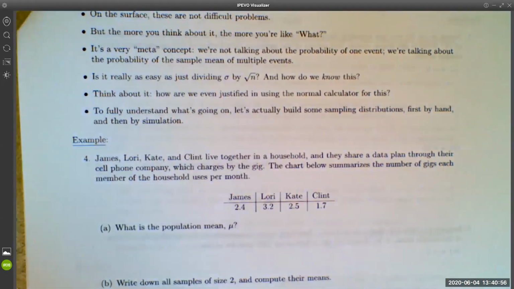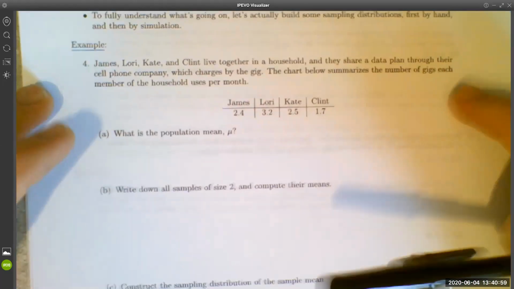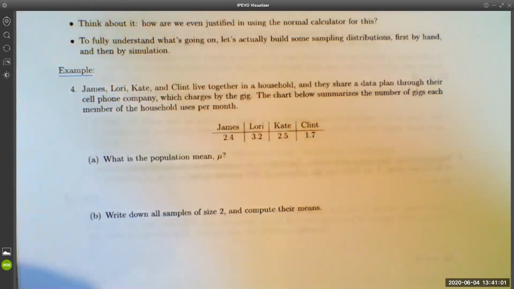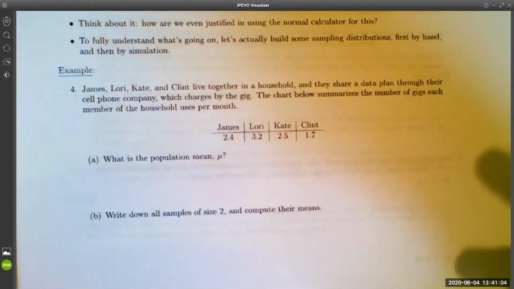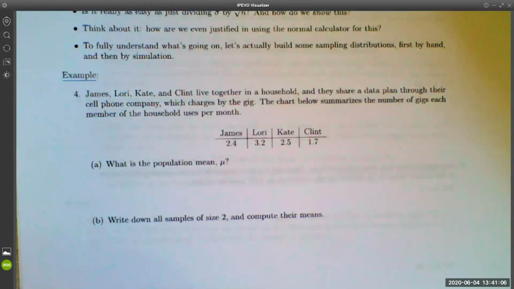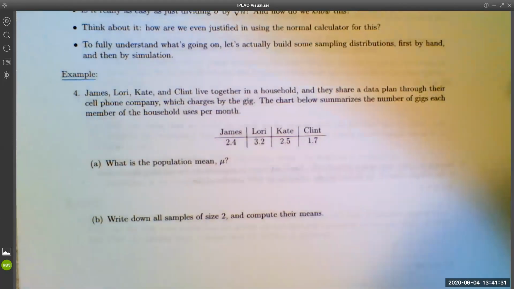So what I want to do in this example, I want to build a sampling distribution by hand. And then after that, we'll look at some simulations in StatCrunch because it'll be easier to look at the simulations in StatCrunch. And hopefully what that will give you is some understanding of how we know that the sample mean really is normally distributed, and how we know that the mean of the sample means is really equal to the population mean, that the standard deviation of the sample means is really equal to the population standard deviation divided by the square root of sample size. All right, so let's look at some examples.